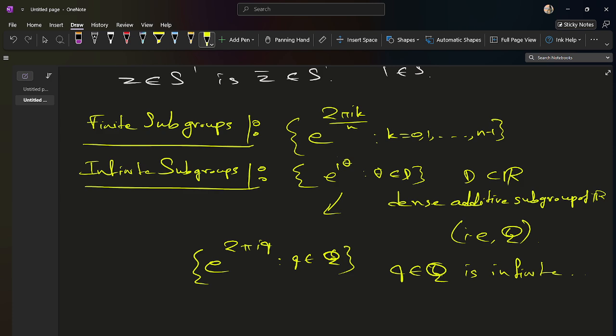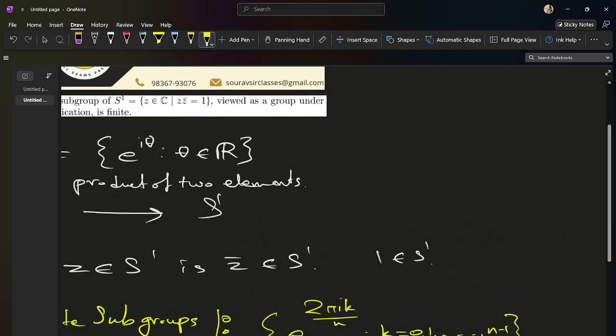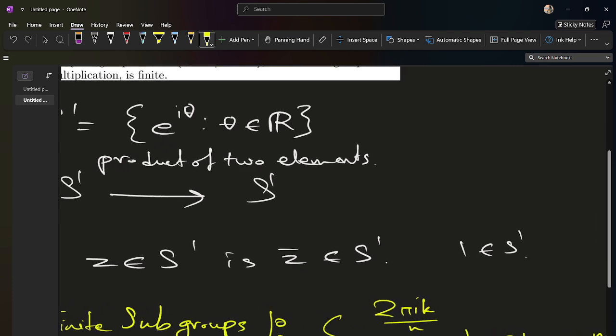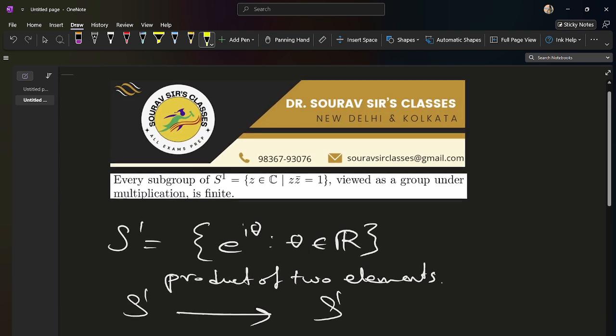So the conclusion is that the statement, which says that every subgroup of S1 viewed as a group under multiplication is finite, is a false statement.